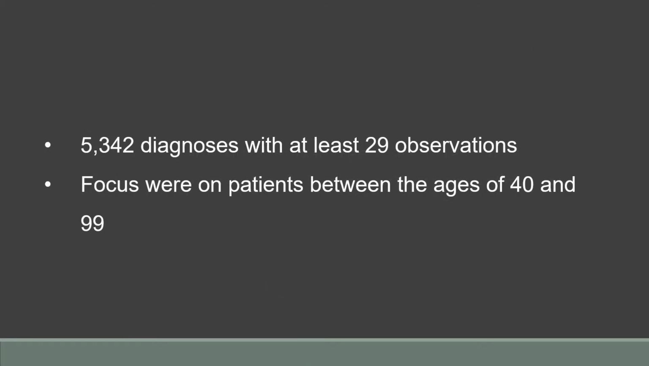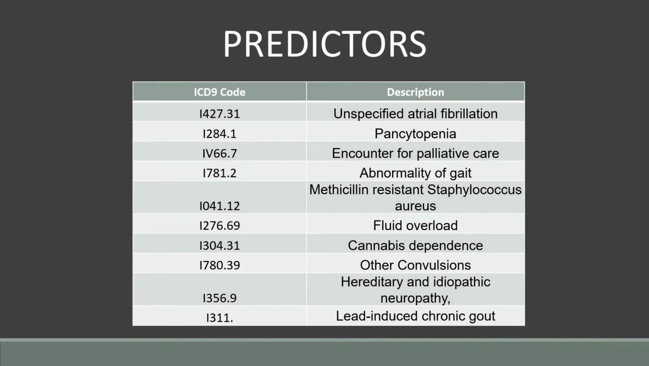A comprehensive set of diagnoses were used to predict the presence of diabetes or the risk for diabetes. There were 5,342 diagnoses with at least 29 observations. An age range between 40 and 99 was added as a concentration of the analysis. Provided are examples of 10 obvious predictions. They are diagnoses that always occur with diabetes or have the word diabetes in their name, but were not used as a definition of diabetes.